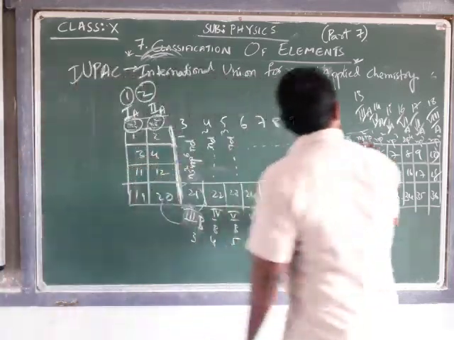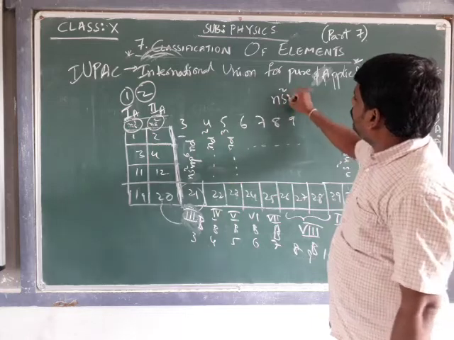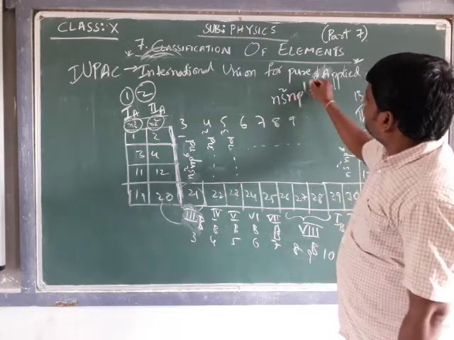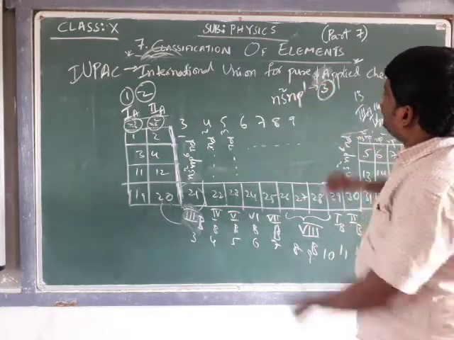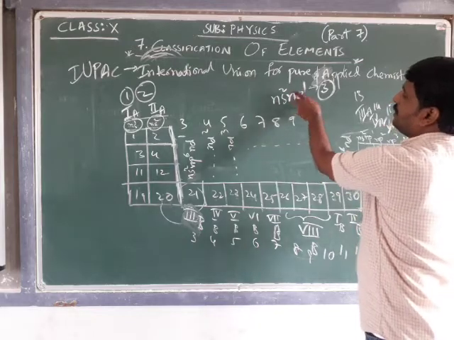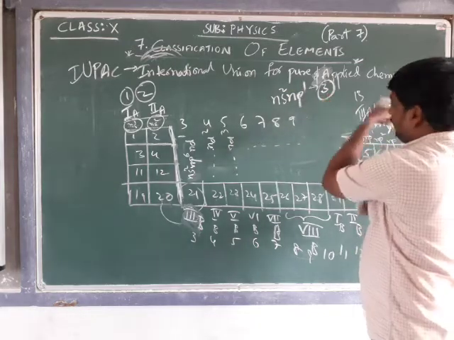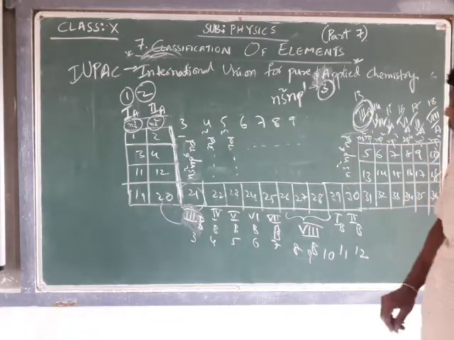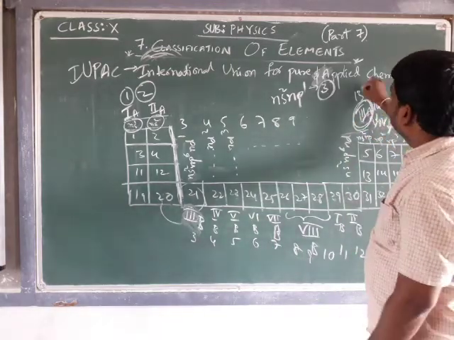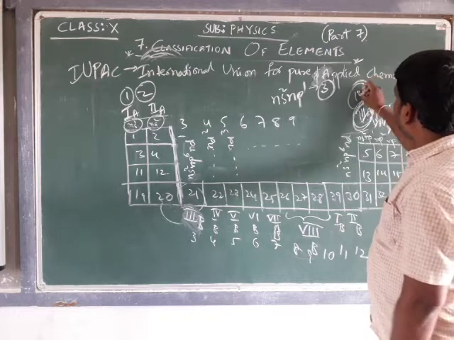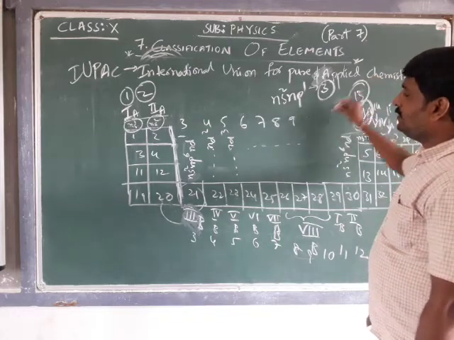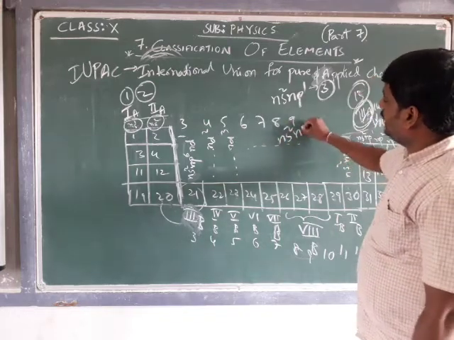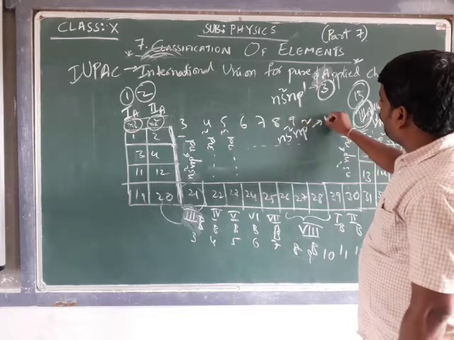See here for this one, NS2 NP1: 2 plus 1 is 3. 3 is nothing but the third A group. If it is third A, that is nothing but the 13th group. Third A, 13th group.